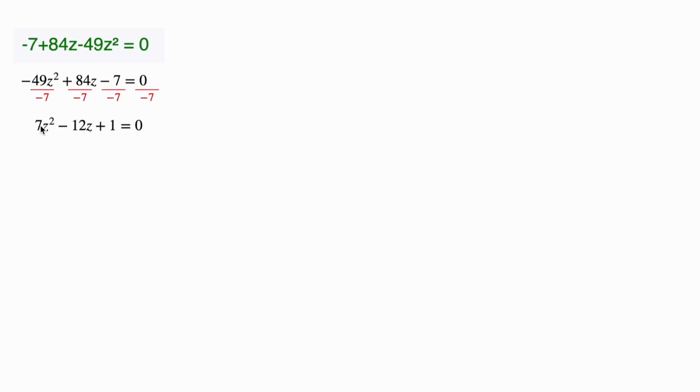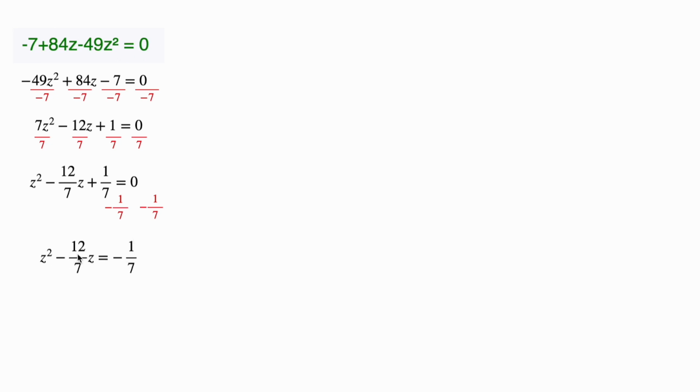I'm going to get rid of the a term. I'm going to divide each term by 7. That gives me z squared minus 12/7 z plus 1/7 is equal to 0. I want to get rid of that 1/7, so I subtract it from both sides. And we have z squared take away 12/7 z is equal to negative 1/7.